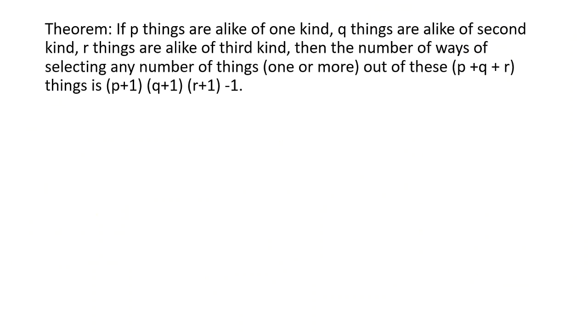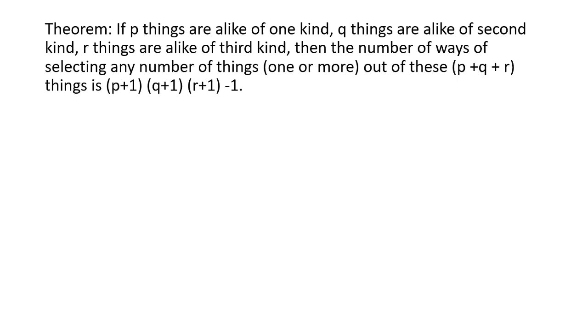Coming to the next theorem, the statement of the theorem is like this. If p things are alike of one kind and q things are alike of another kind and r things are alike of another kind, then the number of ways of selecting one or more objects is p plus 1 times q plus 1 times r plus 1 minus 1.